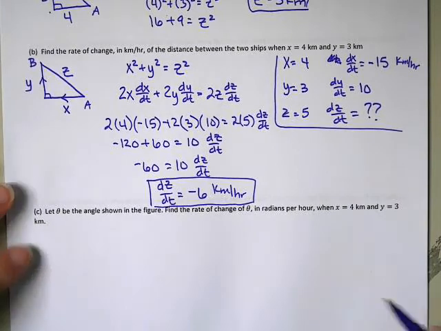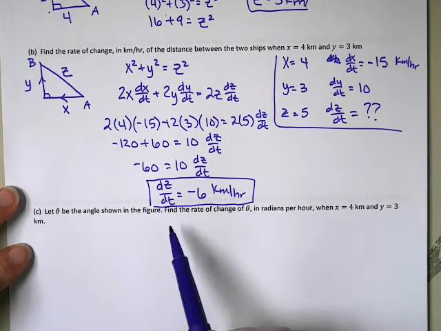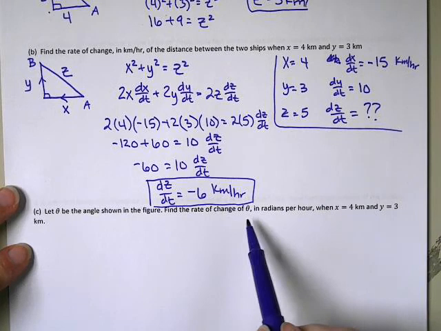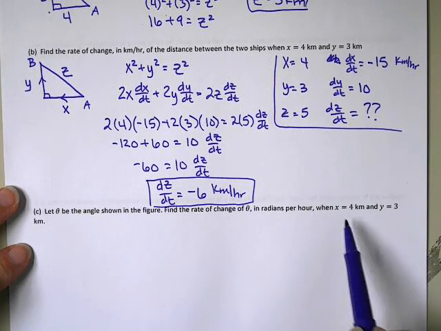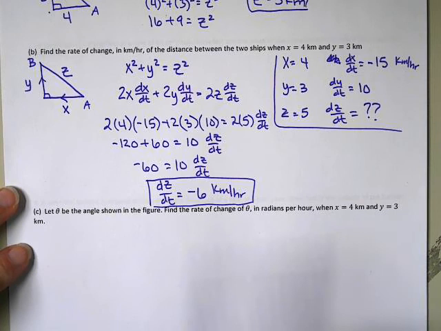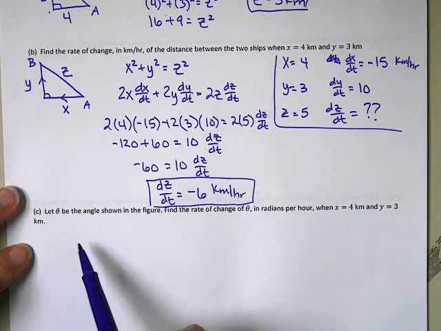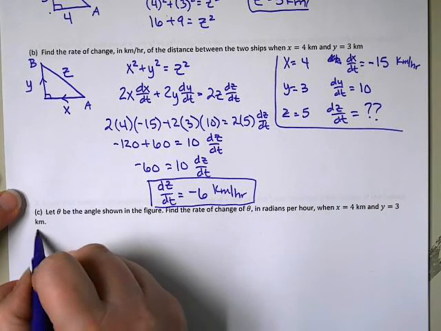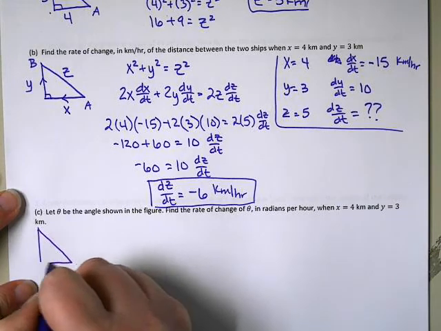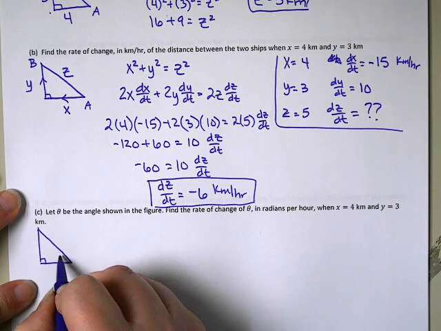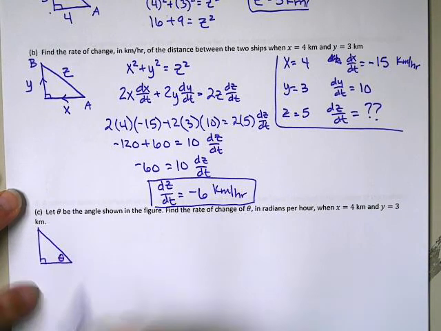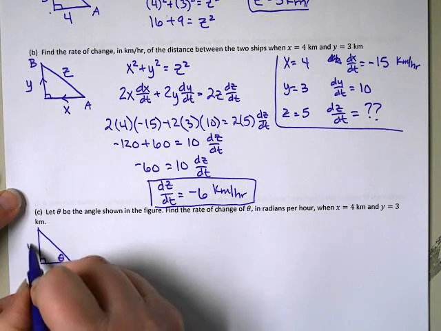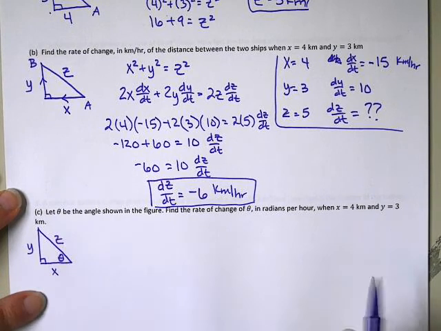So part C says let theta be the angle shown in the figure. Find the rate of change of theta in radians per hour when x is 4 kilometers and y is 3 kilometers. So we are going to need to redraw our picture here. This one's going to be a little bit more work, but here's the theta that we're talking about. And we know this is x, this is y, and this is z.